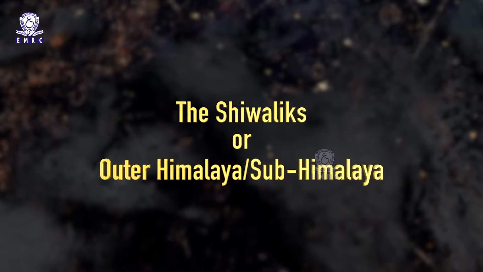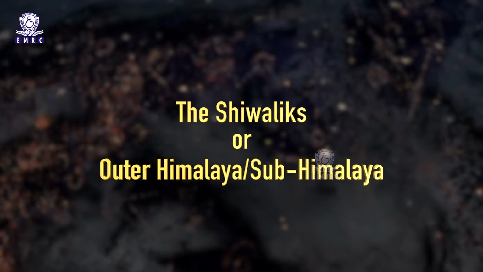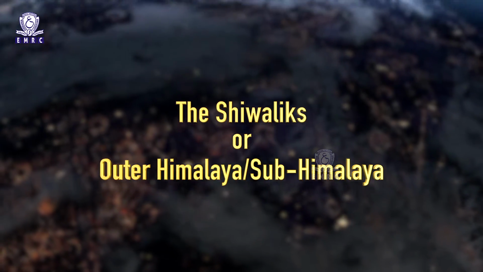Now let's look at the next feature, the Shivaliks or the Outer Himalayas or Sub-Himalaya. The Shivaliks extend from Jammu division of Jammu and Kashmir territory to Assam. In width, Shivaliks vary from 8 kilometers in the east to 45 kilometers in the west, with an average elevation of about 900 to 1500 meters above sea level. It is not a continuous range, it is broader in the west and narrower in the east.